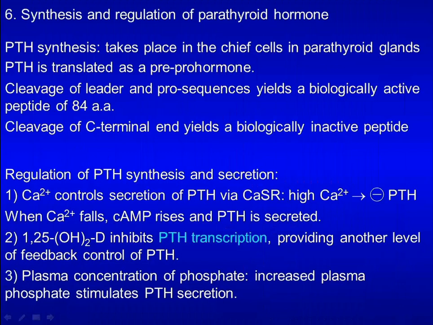Synthesis of PTH takes place in the chief cells in the parathyroid glands. PTH is translated as a pre-prohormone. Cleavage of leader and pro sequences yields a biologically active peptide of 84 amino acids. PTH synthesis and secretion is controlled by three factors. High levels of calcium inhibit PTH secretion. High levels of vitamin D inhibit PTH transcription. High levels of plasma phosphate stimulate PTH secretion.